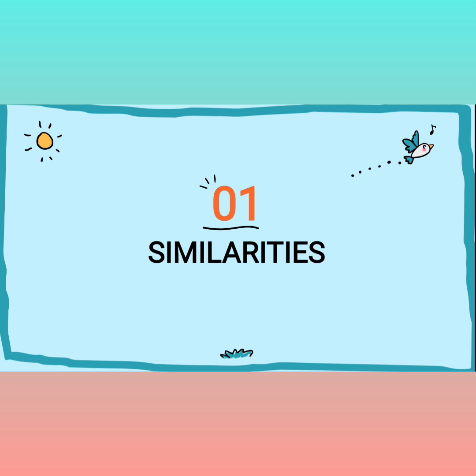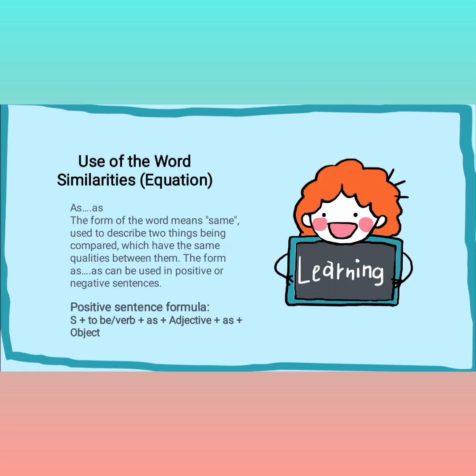1. Similarities. Use of the word "as" or equation. The form "as" means same, used to describe two things being compared which have the same qualities between them. The form "as" can be used in positive or negative sentences. Positive sentence formula: subject plus to be or verb plus as plus adjective plus as plus object.